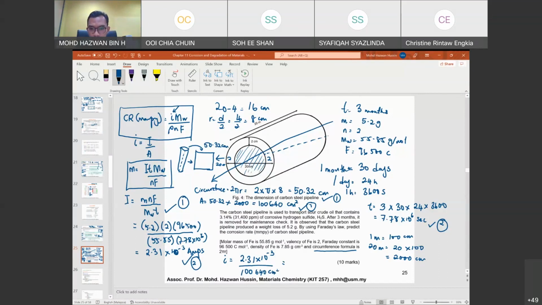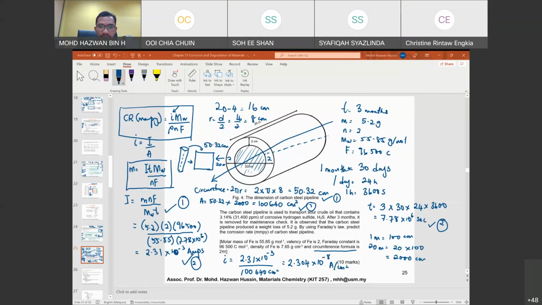2.304 times 10 negative 8 amperes over centimeter square. Okay.